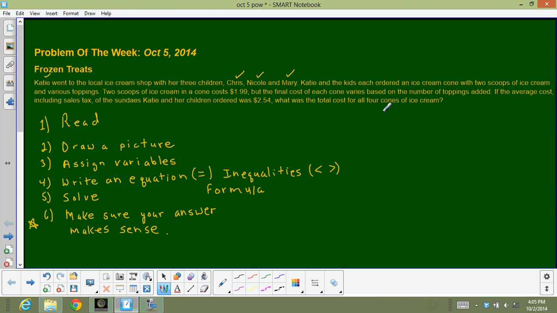Okay, so now I'm going to start drawing my picture a little bit here. Okay, so here's Katie, and Katie is smiling because she's getting ice cream, and she's happy about that. And then we got to have some kiddos with her. So here's Chris, and of course he's happy too, and he doesn't have his long hair. He has some hair. He doesn't have long hair.